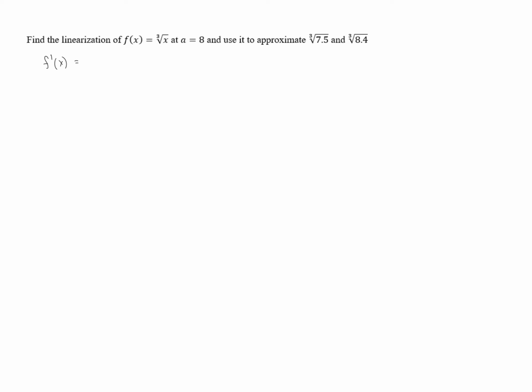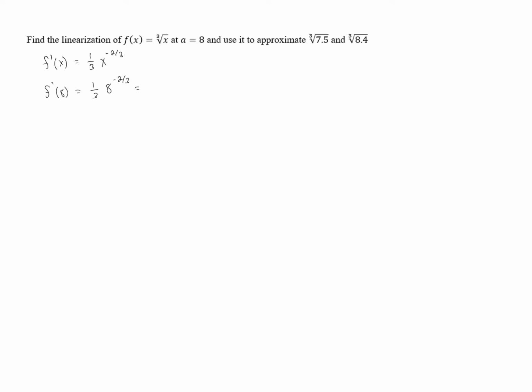And since f of x equals x to the 1/3, that's going to end up giving us 1/3 times x to the negative 2/3. And in particular, we're going to need this derivative at 8 because that is the value we're looking for the linearization about. So that's going to be 1/3 times 8 to the negative 2/3.